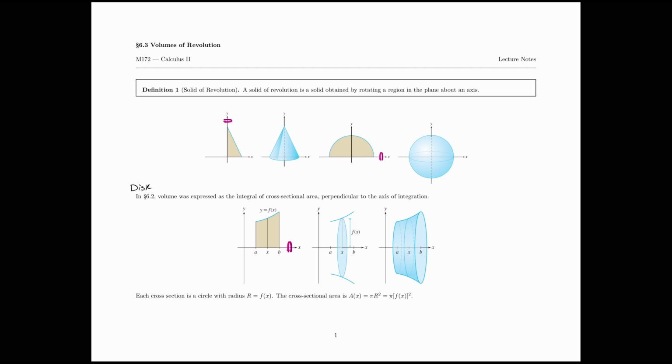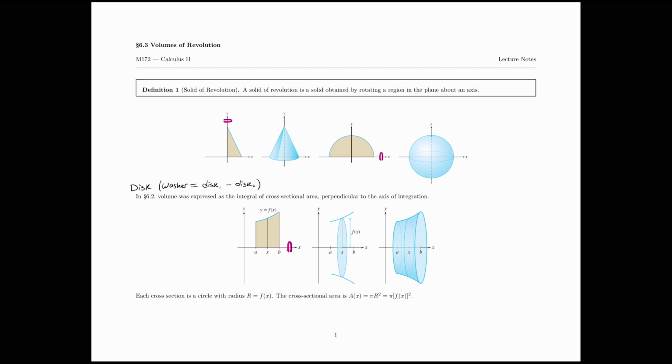The disk method, which is the same thing as the washer method, except a washer is equal to disk 1 minus disk 2. We'll come back and talk about this later in the section, but you will hear me say disk method and washer method, and more often than not, even if I'm talking about a washer, I may still use the word disk, because as we'll find out in a few videos, a washer is really just the difference of two disks.